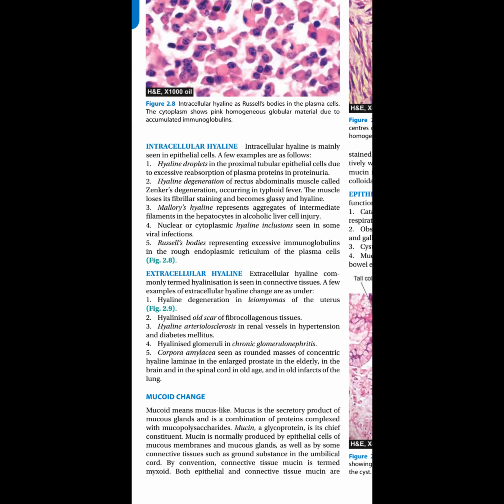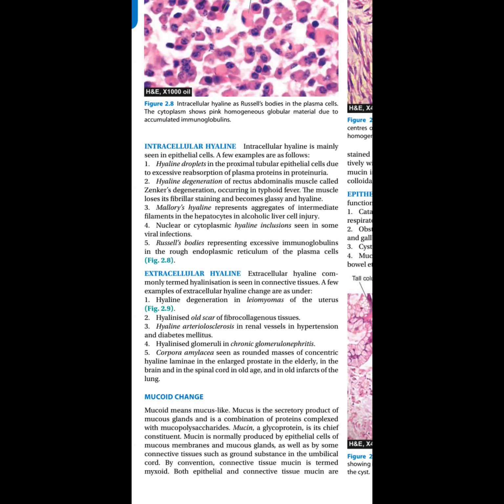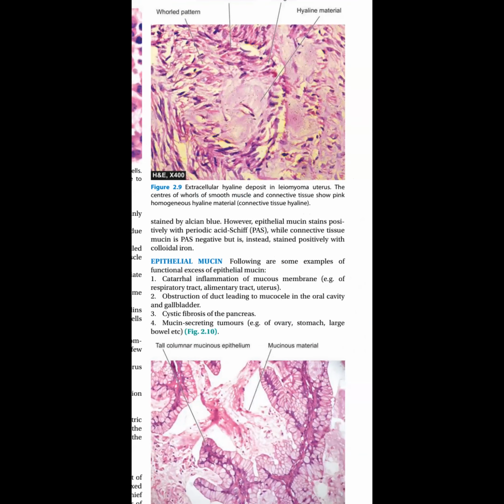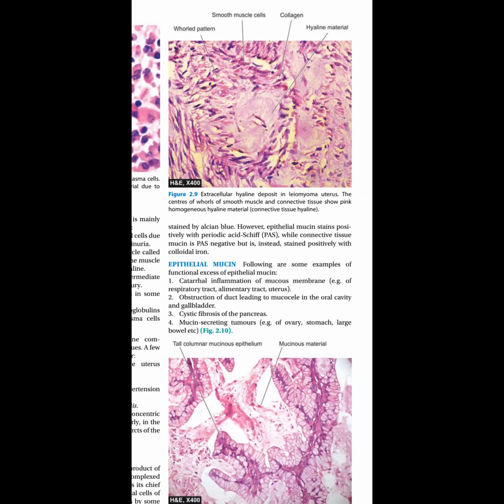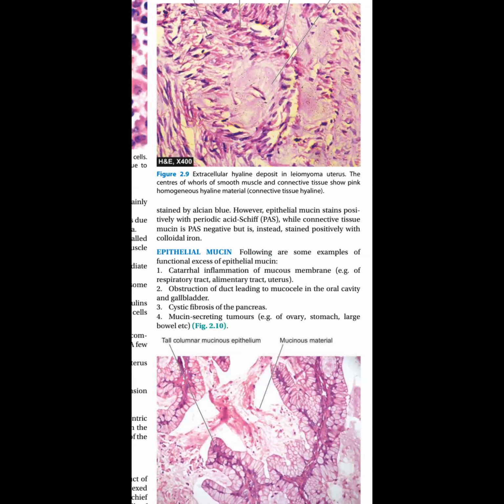Okay, the mucoid change, what happened? The mucoid means mucus-like. Mucus is a secretory product of the mucus gland that is present in our skin. Everywhere we have mucus glands. The combination of the protein. Mucus is normally produced by the epithelial cell of the mucous membrane and mucus gland, as well as by some connective tissue such as ground substance in the umbilical cord. These are the examples given.